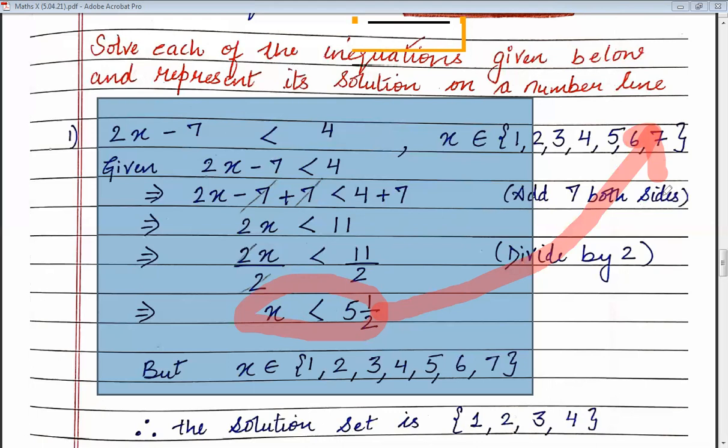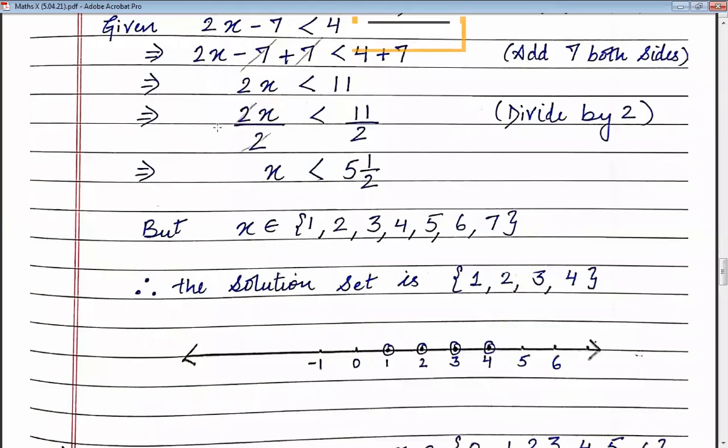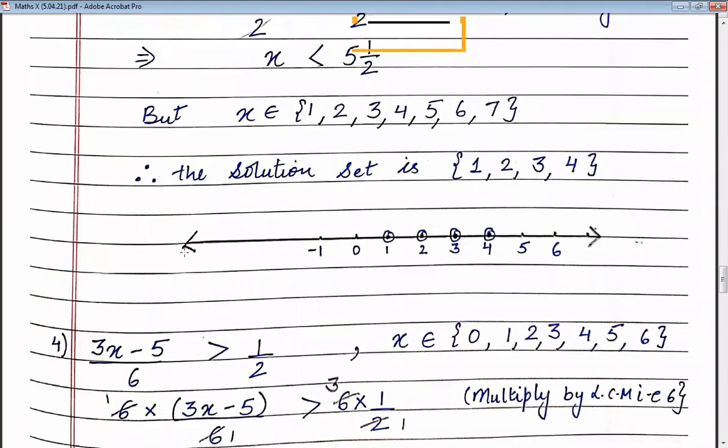x less than 5.5. So it is 1, 2, 3, 4, and 5 also. Okay, children. So this is your replacement set. Now this is your solution, and you can show this on the number line also. So just show all the values on the number line.